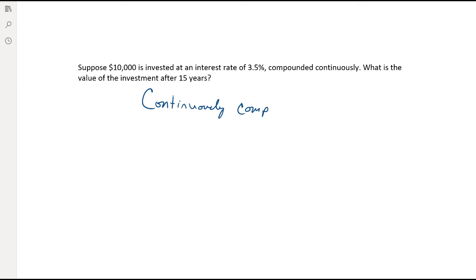So the difference is with discrete, we were only calculating interest a certain number of times throughout the year. Maybe 2 times a year, 4 times, maybe 365 times a year. But with continuously compounded interest, every single moment of the year, we're earning interest. We're earning money. And so the formula for this is, as you guessed, an exponential model. It's A of t, and a lot of people call it PERT. It's P times e to the rt.